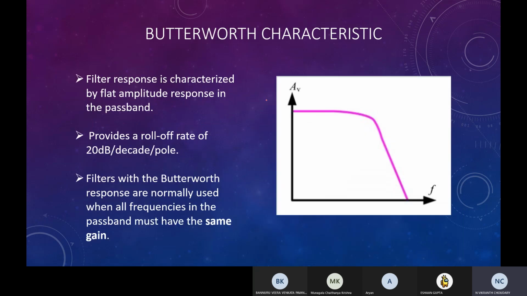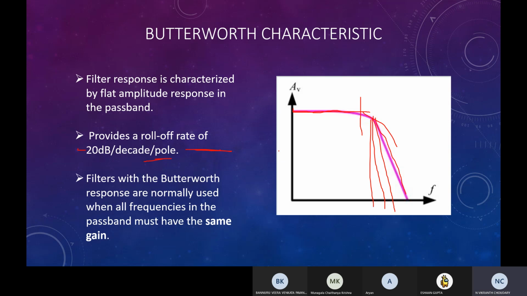First, the Butterworth characteristic. In Butterworth characteristics, the gain would be constant till some value, and then it will start decreasing. The roll off rate for a single pole Butterworth characteristic would be minus 20 dB per decade per pole. So for a single pole system it would be minus 20, for a two pole system it would be minus 40, like that. So as the poles increase, the roll off rate increases, which means this graph tends more towards vertical.